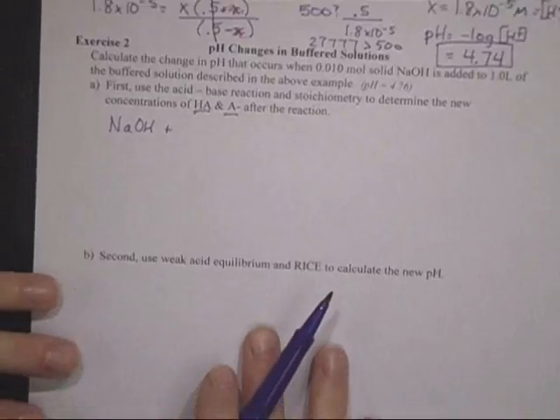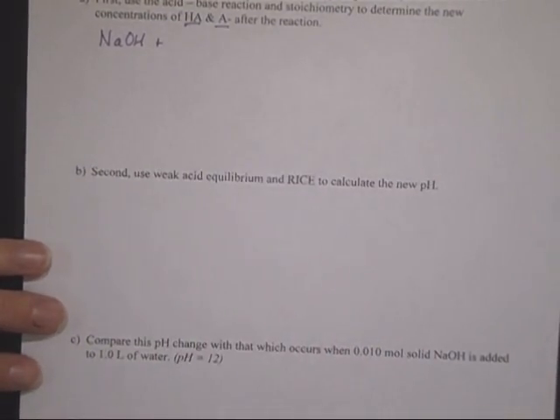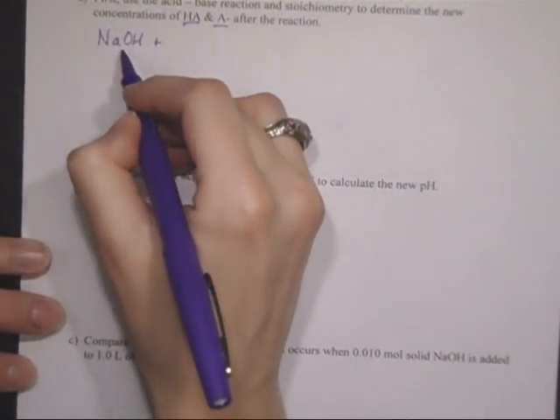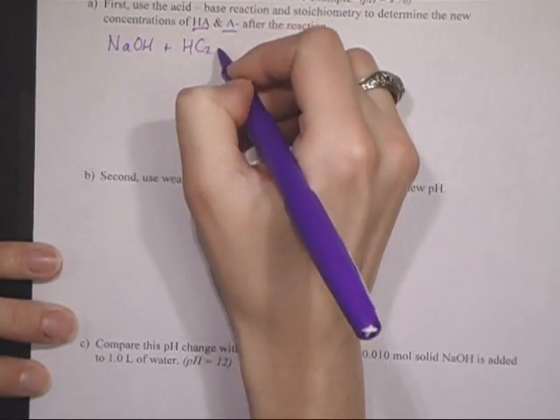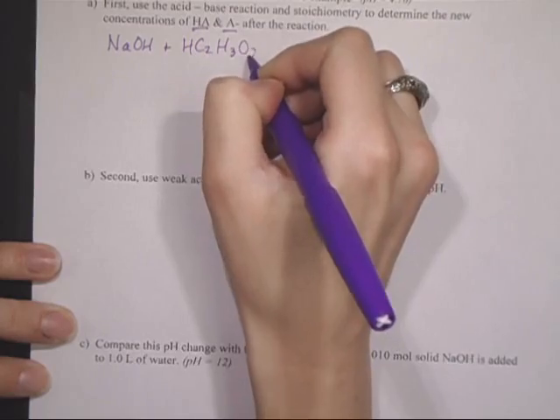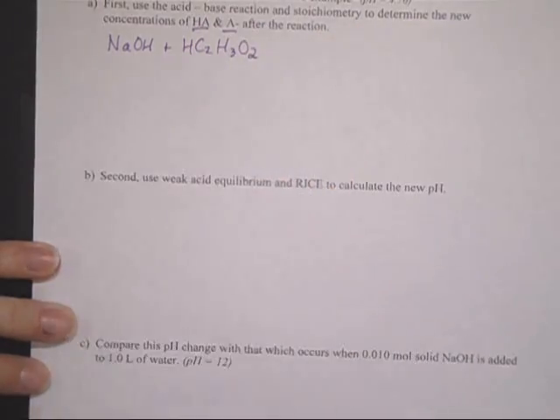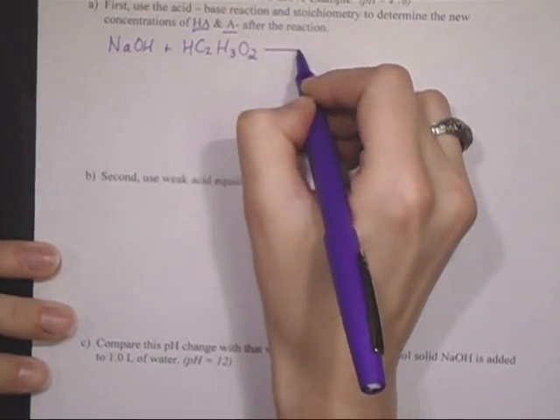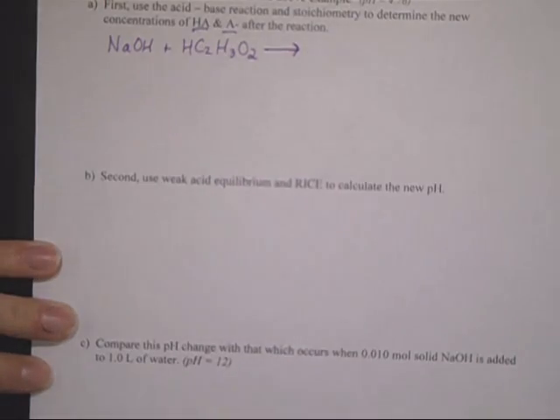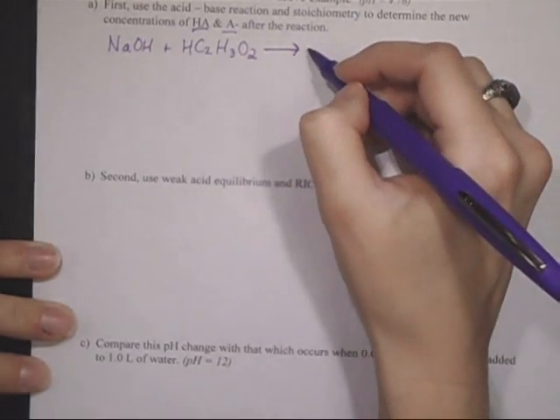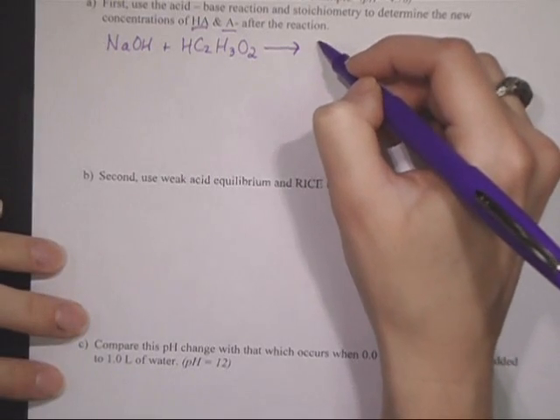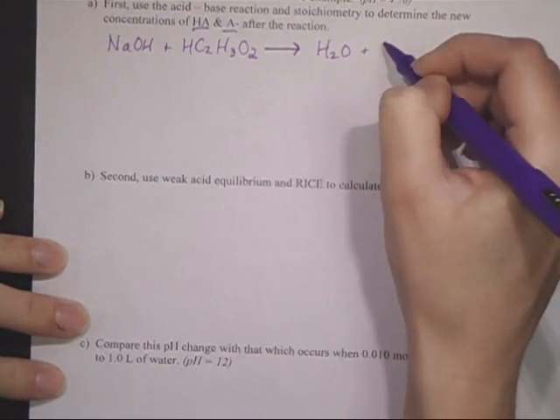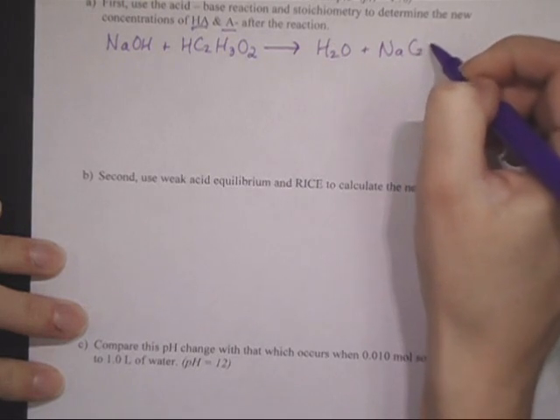So the smart thing to do here is to say acid-base reaction, right? We have sodium hydroxide for our base, we have acetic acid, and this is a true acid-base neutralization. So this is a forward progressing reaction. It goes to completion. It's going to use up all of the strong base that's available to make water and sodium acetate.